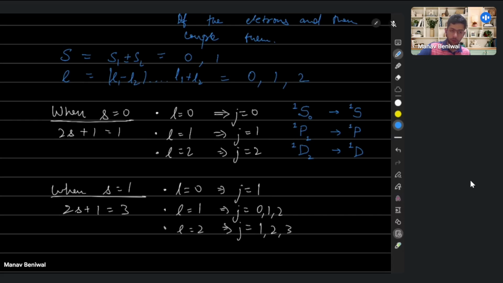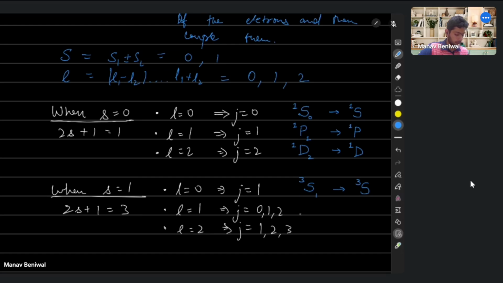Now when S is equal to 1, so 2S plus 1 is 3. Here we will have 3. L is equal to 0, means here we will have S, and J is 1, so we will write 1 here, and so this we can write as 3S.